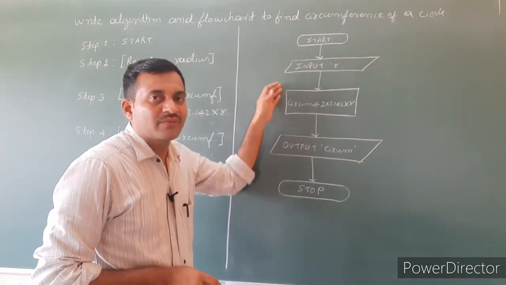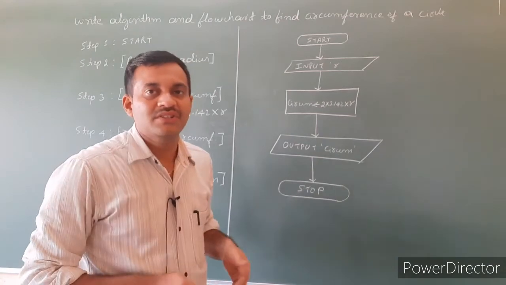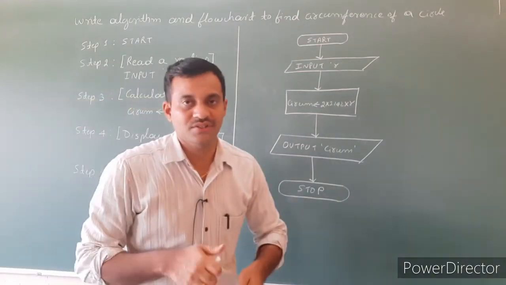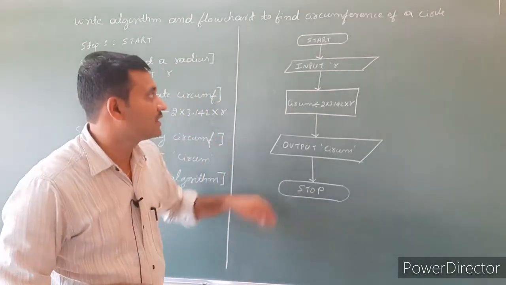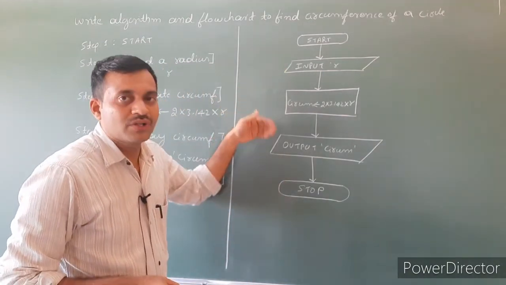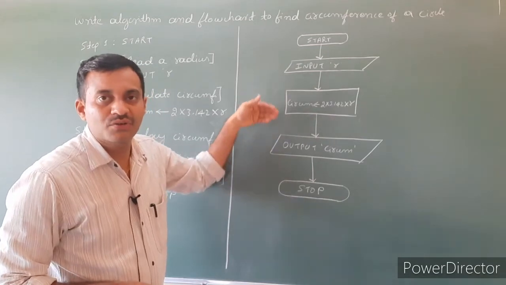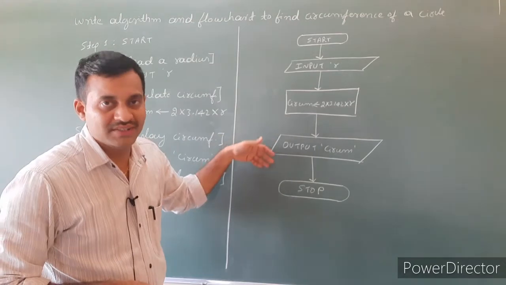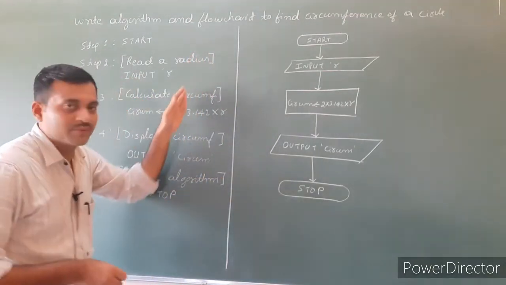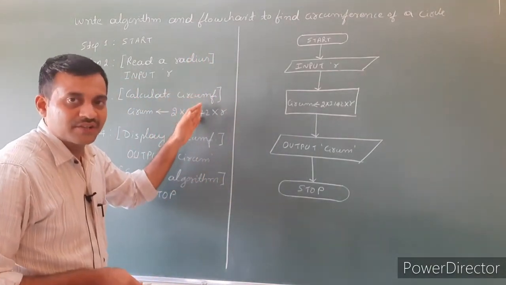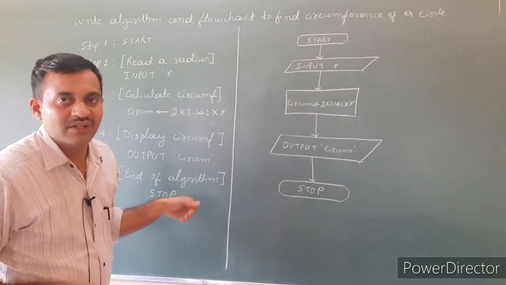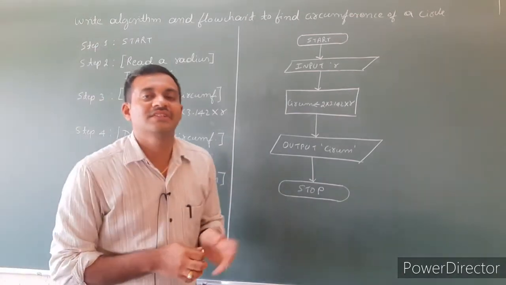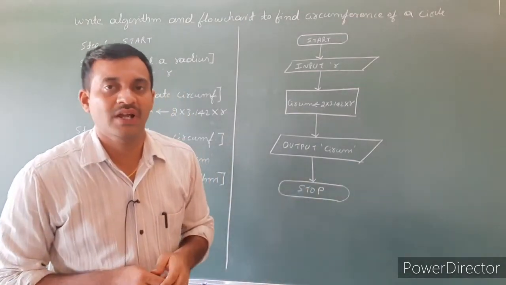So this type of algorithm and flowchart is sequential programming execution. Why do we call it sequential? The statements are executed one after another. Hence these are sequential programming instructions. If all the instructions are executed one by one, then we call them sequential programming instructions. So this is an example of sequential programming execution.